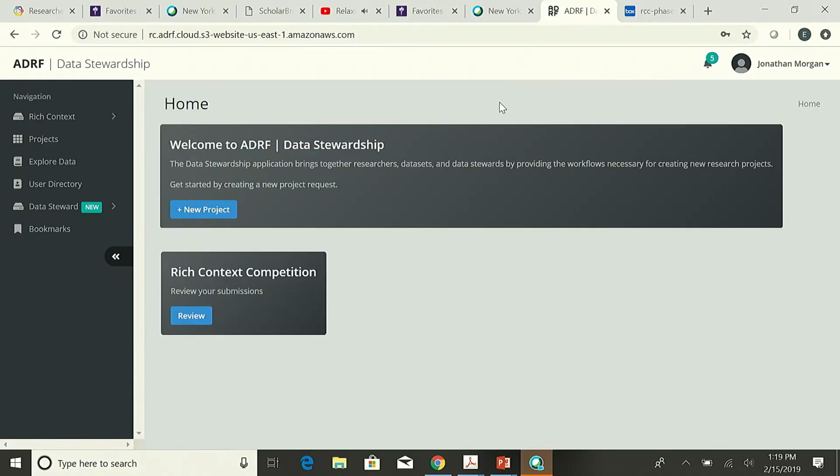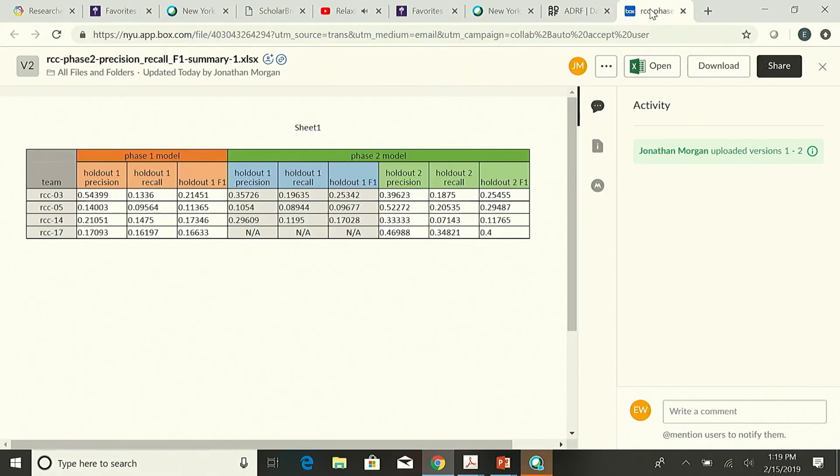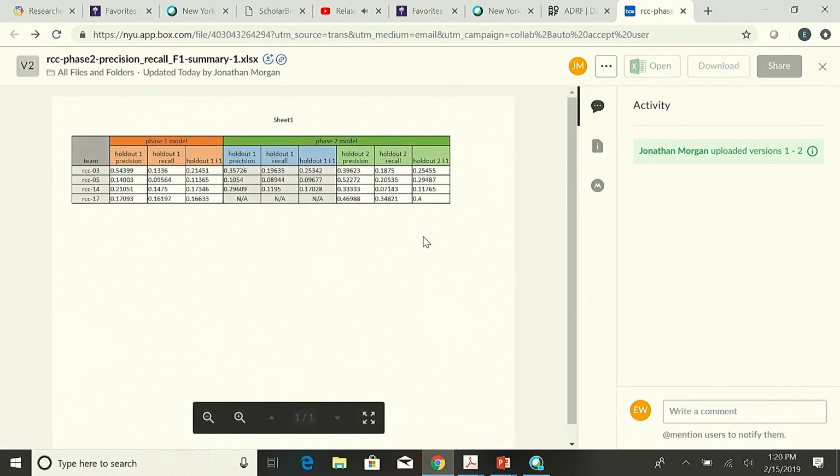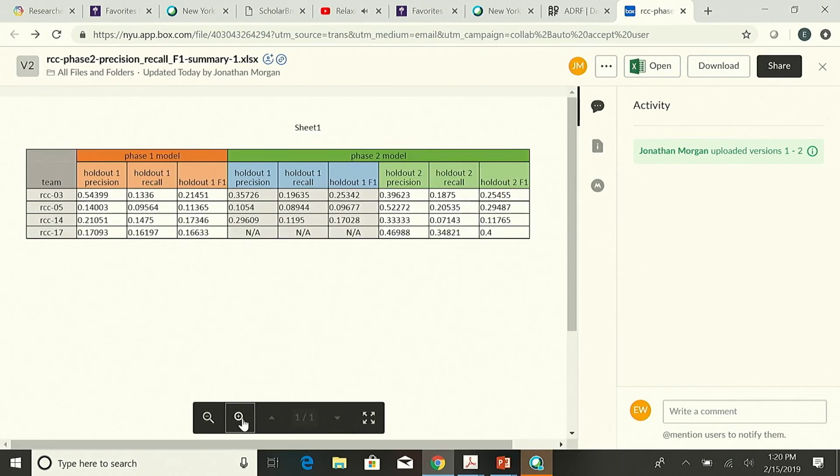So we had two sets of data that we tried to create. One was a set of precision and recall scores. Can you read that? It's a little small. Well, anyway, we tried to make precision and recall scores against the phase 1 holdout.